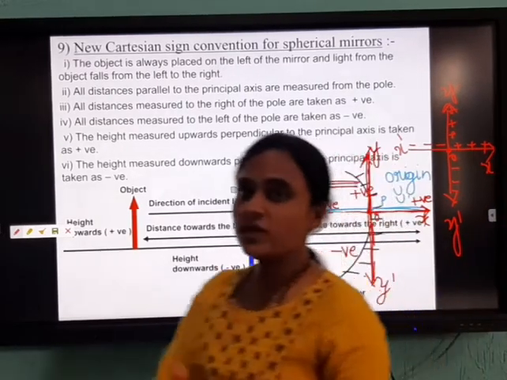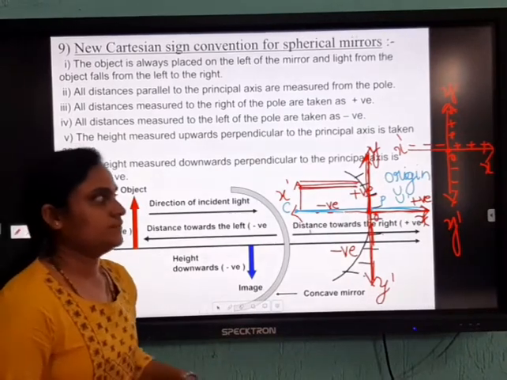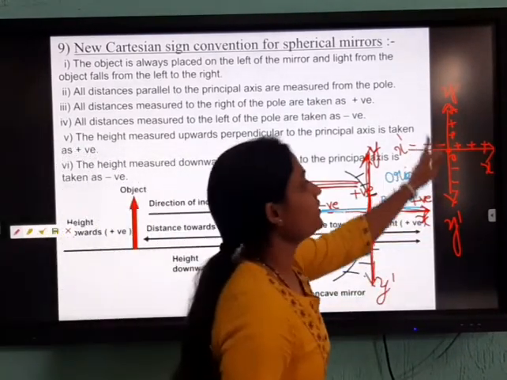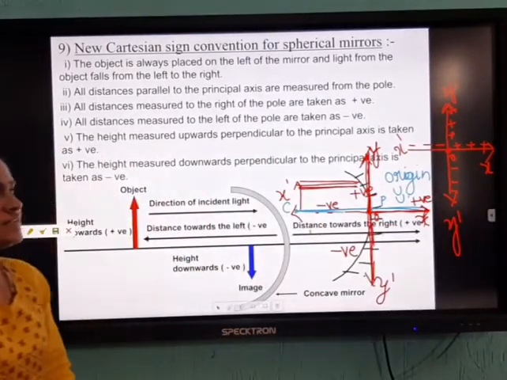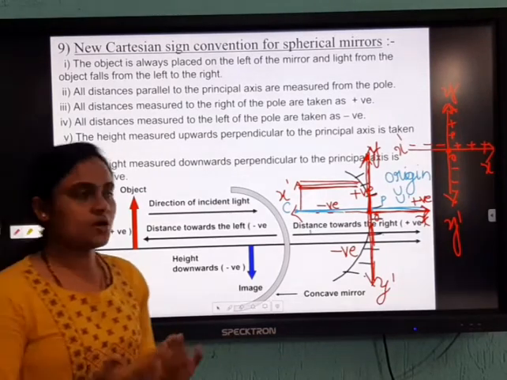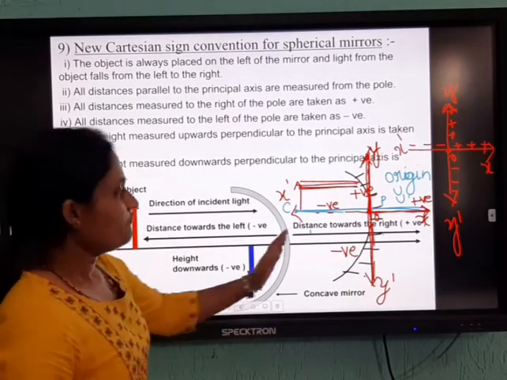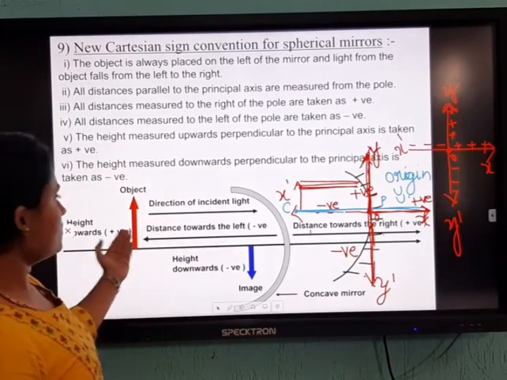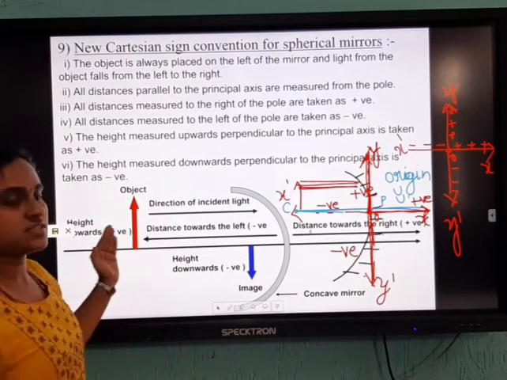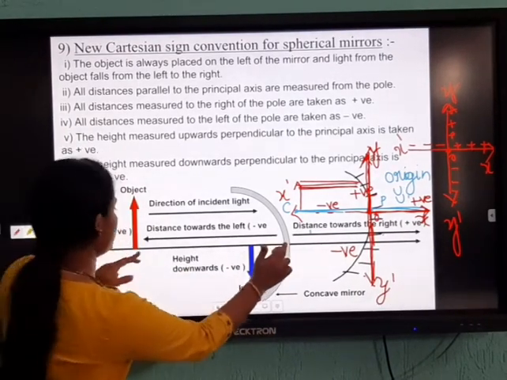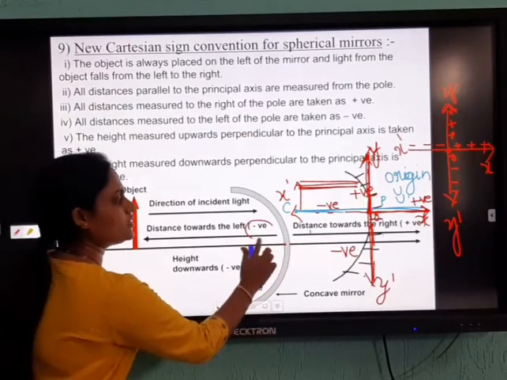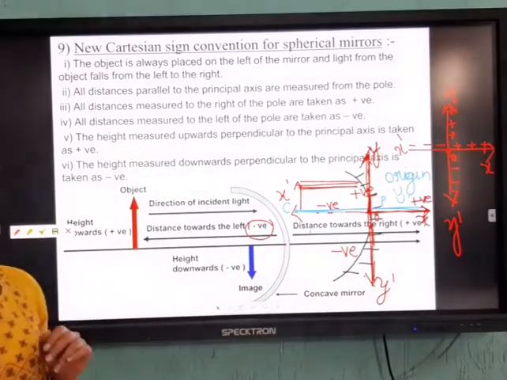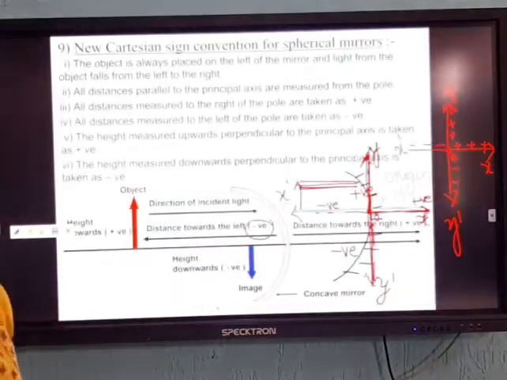So this is the way you will take it when you are solving the problems. Based on this coordinate system you will say. For example, I will ask you one question. When the object is placed from the pole towards the left, what will be the object distance? What will be the object distance from here to here? It will always be negative.